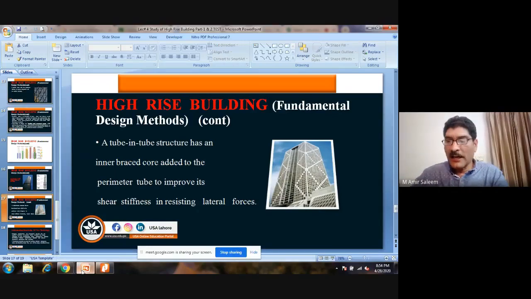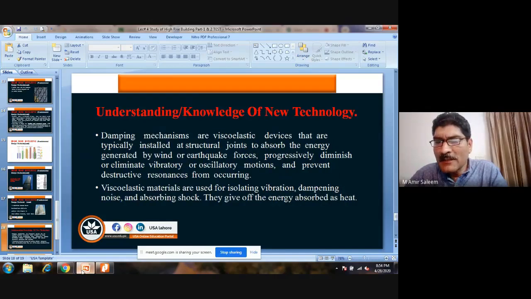We are going to discuss a new system, the mechanics of viscoelastic material devices used in buildings. These are used at the structural joints to absorb the energy generated by wind or earthquake forces, eliminate vibration or oscillatory motions, and prevent destructive resonances from occurring.